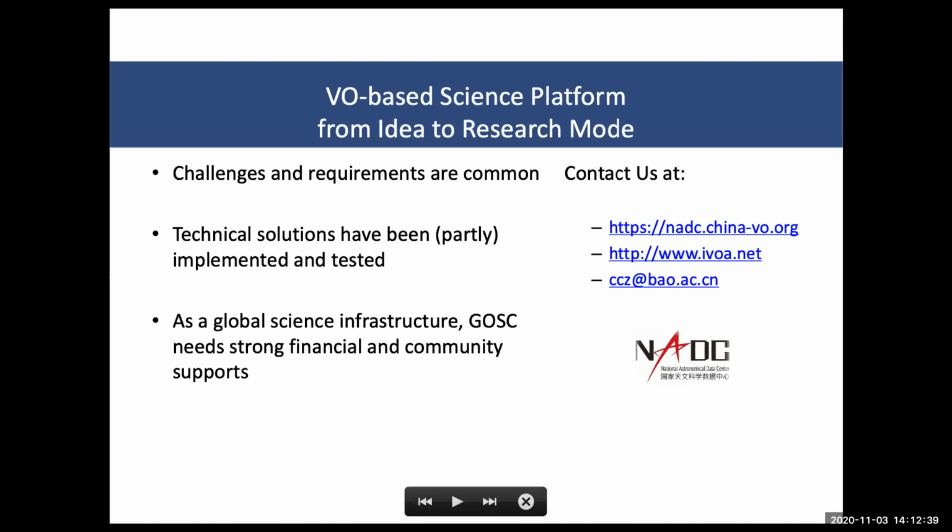And as a global science infrastructure, GOSC needs strong financial and community support. I know, and I'm confident, the GOSC is a very good infrastructure and very useful for the whole science community. So we are very happy working together with all of you. Yeah, thank you. Okay, thank you. Thank you, Chen Zhou. Thank you very much.